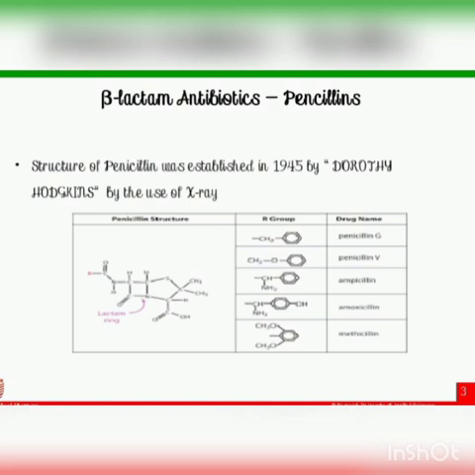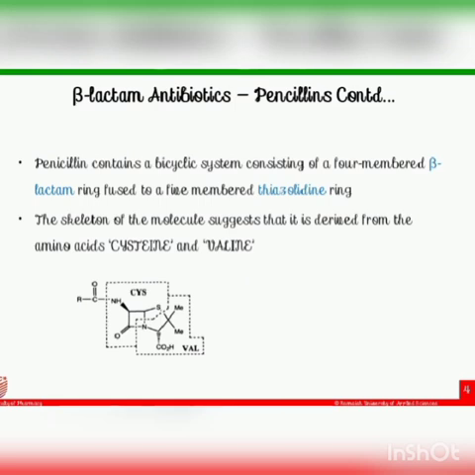Next, methicillin. It's also called dimethoxypenicillin, in which at the 2 and 6 positions a dimethoxy group is attached. Next, penicillin contains a bicyclic system consisting of a 4-membered beta-lactam ring fused to a 5-membered thiazolidine ring. The skeleton of the molecule suggests that it is derived from the amino acids cysteine and valine.